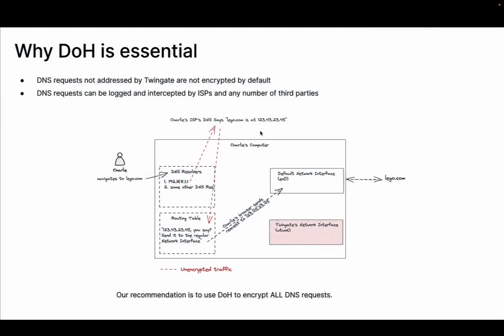So let's talk first about DoH. Twingate offers both native DoH, or DNS over HTTPS, and DNS filtering. I think everyone pretty much knows what DNS filtering is about.